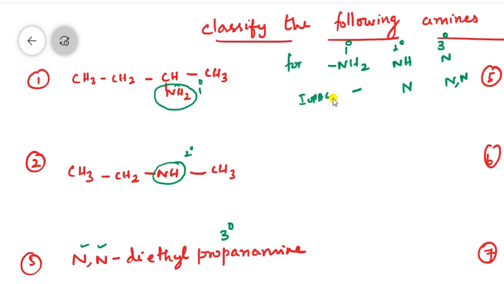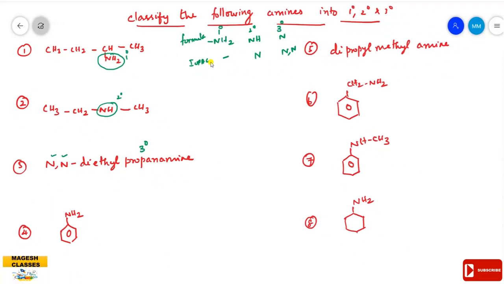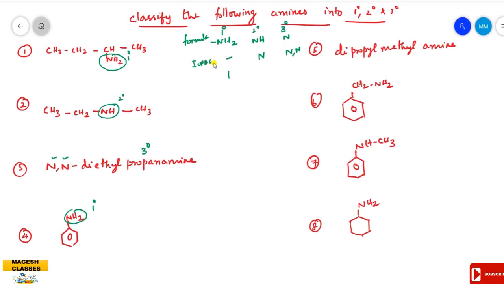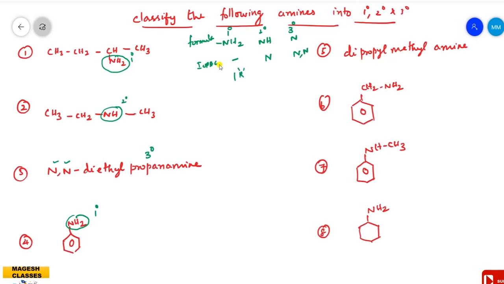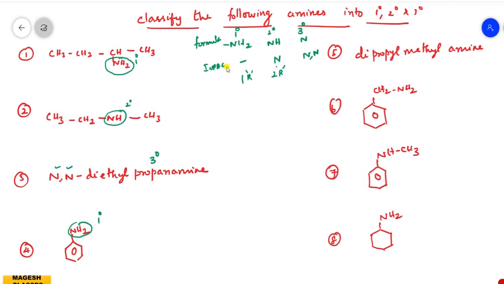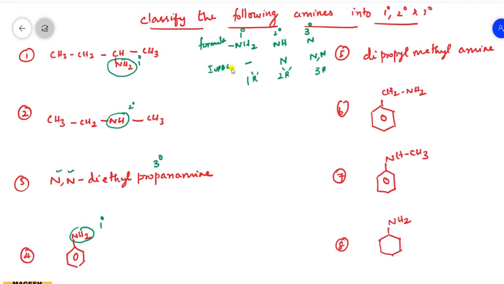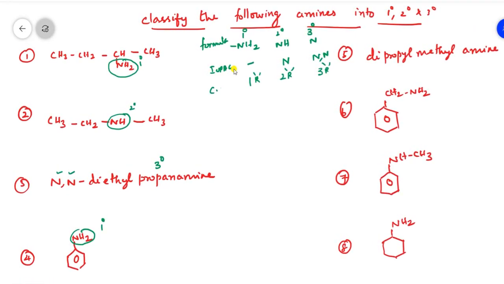From the molecular formula, you can find out primary, secondary, and tertiary amine. See this compound, the formula is given. The formula itself consists of NH2, and so it is primary. And the fifth one, it is a common name, dipropyl methylamine. In the common name system, if only one alkyl or aryl group is present, it is a primary amine. If two alkyl groups are present, it is a secondary amine. If three alkyl groups are named, it is a tertiary amine. So in the case of common name.